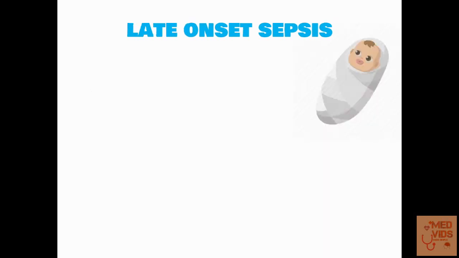Now let's discuss late onset sepsis. Late onset sepsis is that which occurs at 72 hours or later. We know that early onset sepsis is that which occurs within 72 hours after birth. So late onset sepsis is the one which occurs 72 hours or later after the child is born.